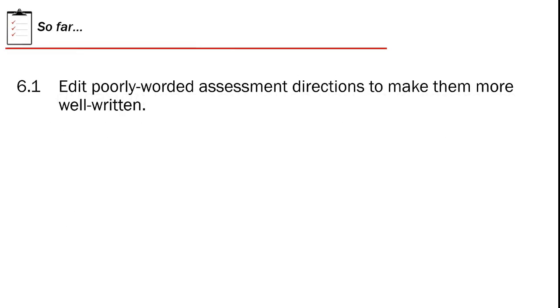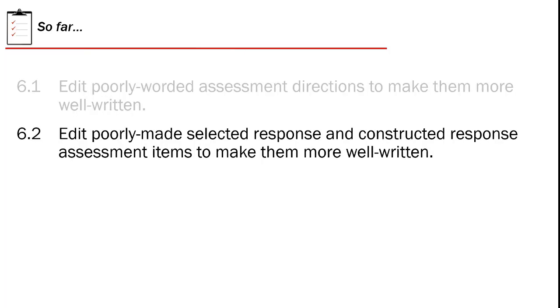So far, I should say immediately so far, you have learned skills involved in editing poorly worded assessment directions to make them more well-written. You have learned how to edit poorly made selected response and constructed response assessment items to make them more well-written. Both of those use the assessment development guide that the class is promoting as a tool to help you do that.